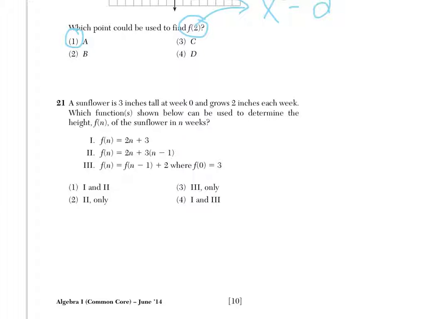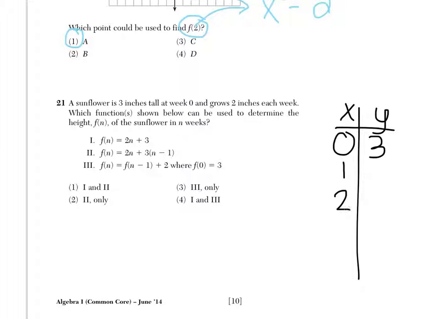A lot of people get stressed out when they see questions like this, and my advice to you is don't get stressed out. You know how to model situations. So let's look and see what's happening in a table. At week 0, it's 3 inches tall. And then from there on out, let's just create what's happening. It's going to grow 2 inches each week. So 5, 7, 9, 11.